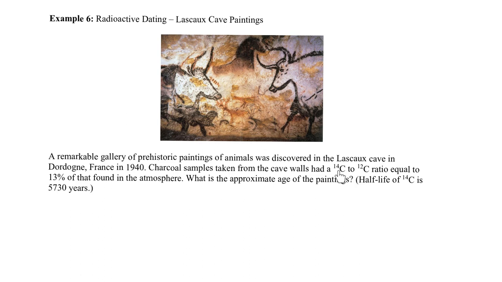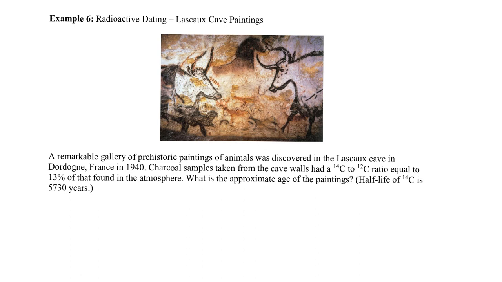So again, the carbon-14 atoms have been decaying, the carbon-12 have stayed steady, so the ratio has been changing, equal to 13% of that found in the atmosphere. What is the approximate age of the painting? It says the half-life of carbon-14 is 5,730 years. If you look online, there are quite a few paintings from these caves. But let's figure out how to do this one.